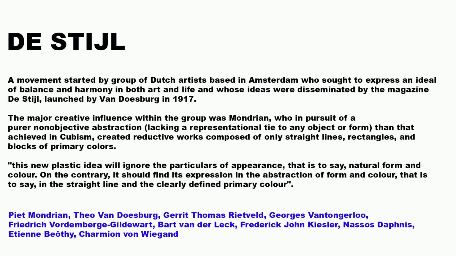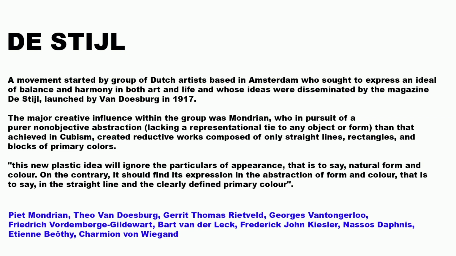De Stijl, a movement started by a group of Dutch artists based in Amsterdam, who sought to express an ideal of balance and harmony in both art and life, and whose ideas were disseminated by the magazine De Stijl, launched by Van Doesburg in 1917. The major creative influence within the group was Mondrian, who, in pursuit of a pure abstraction not tied to any object or form as achieved in Cubism, created reductive works composed of only straight lines, rectangles, and blocks of primary colors.